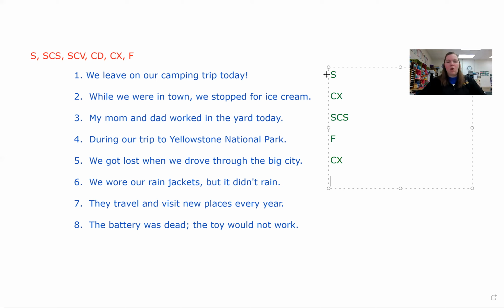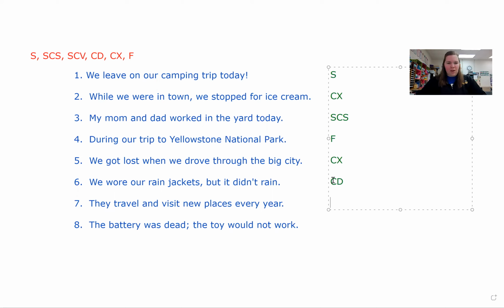Okay. Number 6, we wore our rain jackets, but it didn't rain. Does that make sense? Yes, it does. There is a conjunction word. The word but is connecting 2 ideas. This is not a subordinate conjunction. This is just a normal conjunction. So instead of being a complex sentence, this is going to be a compound sentence.